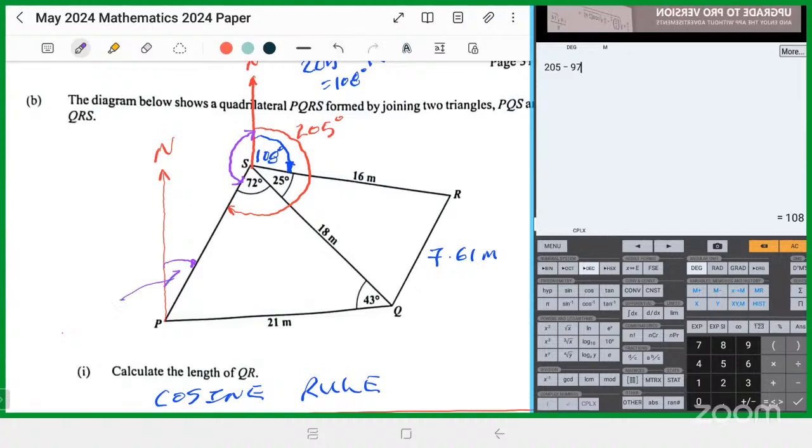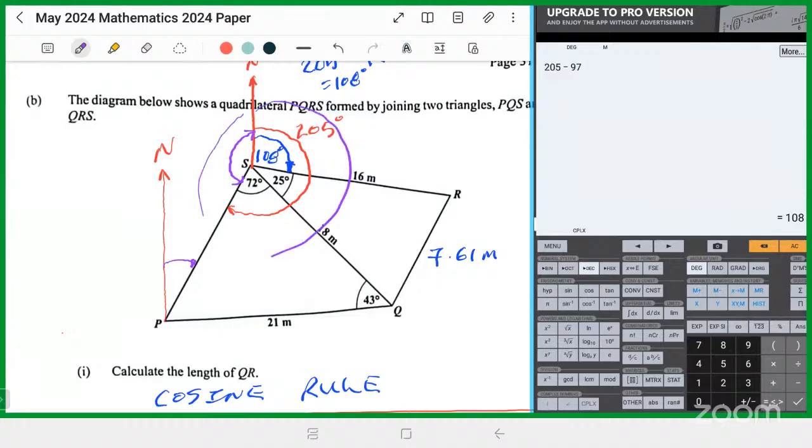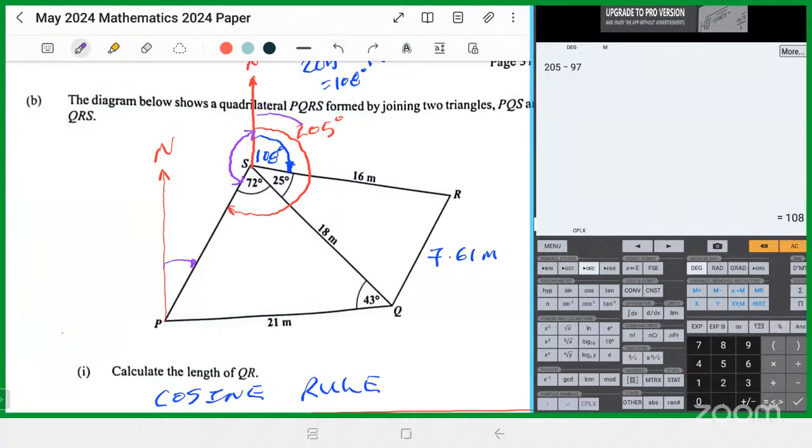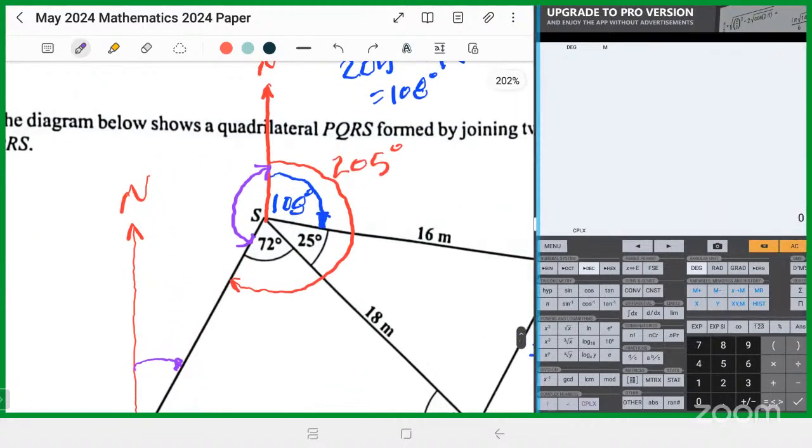And we're trying to find this one. To find that one, we need to know the one up here. Alright? And can we find the one up here? Yes. Because what do we know? The total angle around this point is 360. And we have 205 up to here. So this remaining piece that we want is 360 minus 205. Put it on the calculator. 360 minus 205. That's 155 degrees. So this angle is 155 degrees.